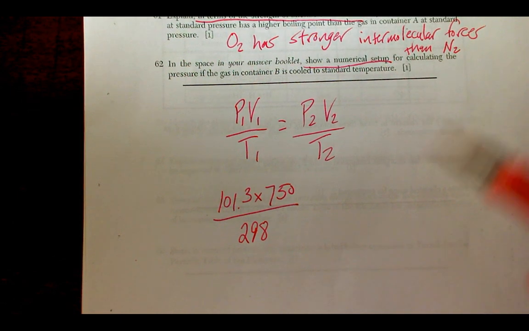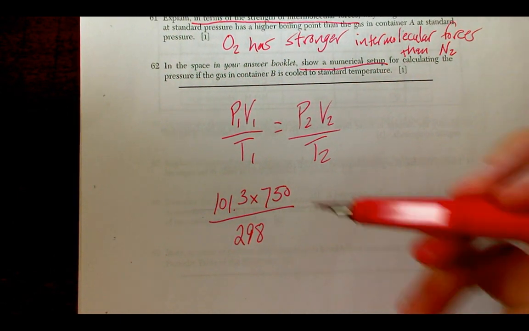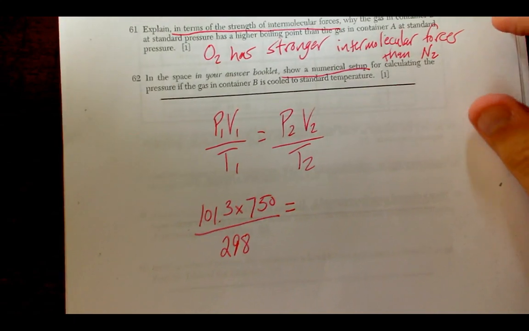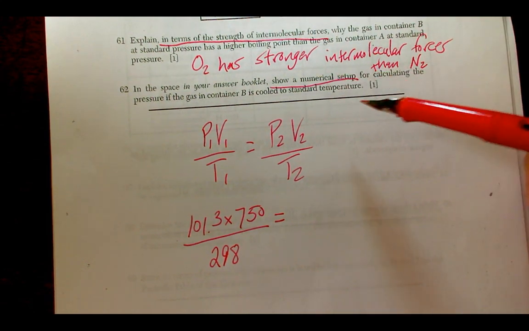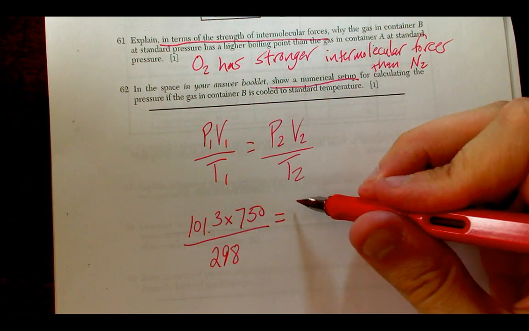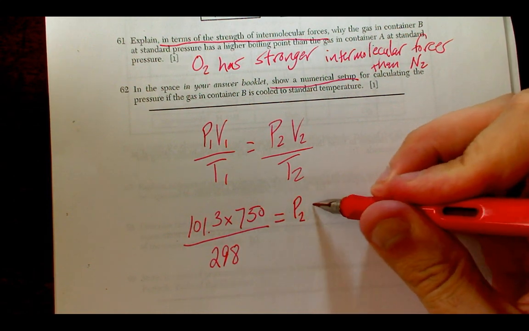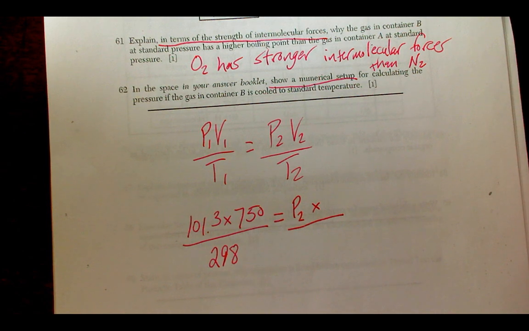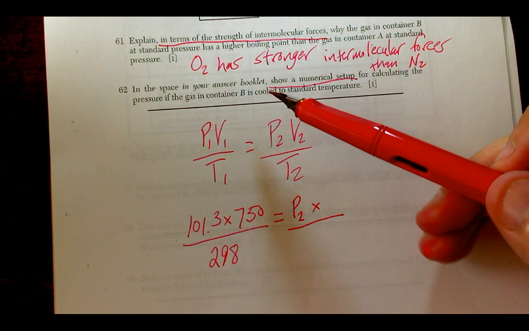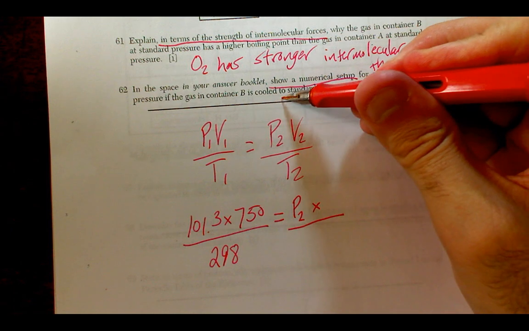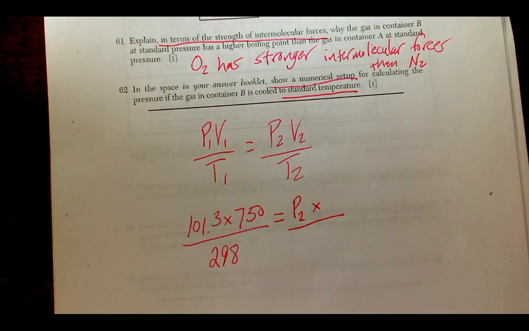All right, so there's my pressure, volume, and temperature to start. And I'm going to plug it in for the new conditions. It says calculate the pressure, so we don't know what the pressure is going to be. So I'm going to leave that as P2. And I should have two other values here. It says container B is cooled to standard temperature. So we got to change the temperature to standard temperature.